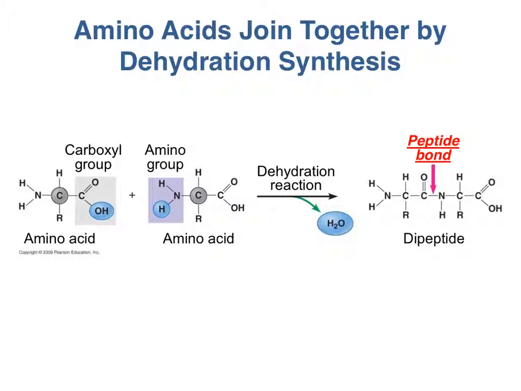Now, in the process of making a protein, amino acids join together, and the process by which they join together is called dehydration synthesis. When you have 2 amino acids joined together, the carboxyl group binds to the amino group, and as those 2 join together, you lose a molecule of water. The bond that's formed is called a peptide bond, between that nitrogen and the carbon of the carboxyl group. That's why sometimes you may hear the term polypeptide used to refer to a protein or a fragment of protein.